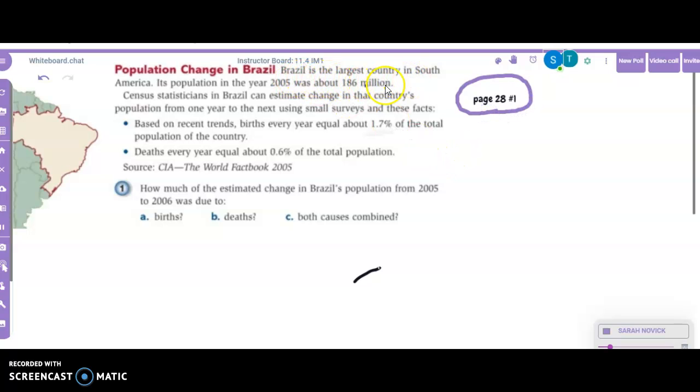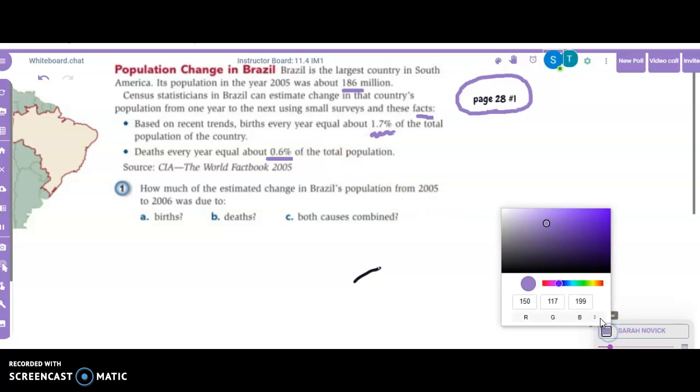Brazil is the largest country in South America. Its population in the year 2005 was about 186 million. Census statisticians in Brazil can estimate change in that country's population from one year to the next using small surveys and these facts. Based on recent trends, births every year equal about 1.7% of the total population of the country. However, deaths every year equal about 0.6% of the total population.